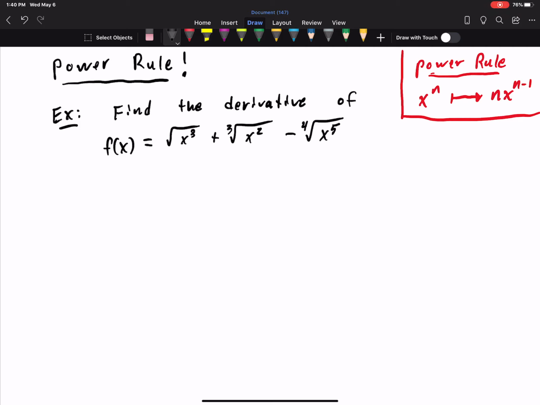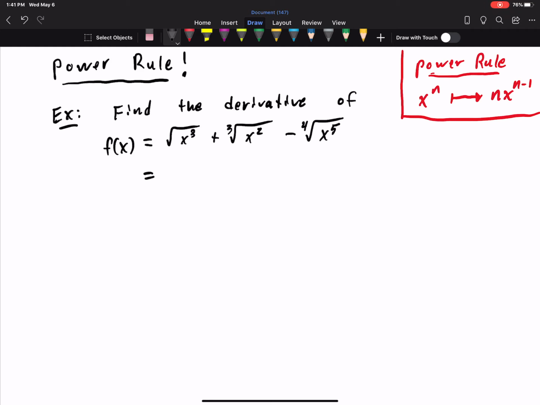All right, so in this example, we're looking at a little bit more radical stuff, and this one's going to require a little bit more algebra than the last one, because notice that we have powers of x on the inside of radicals as well. But it turns out, once we convert these radicals into fractional powers, we can multiply those fractional powers times these exponents that you see on each of your x's here. So let's see how that works out.